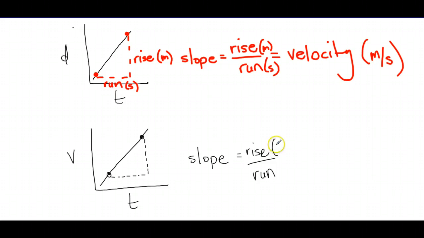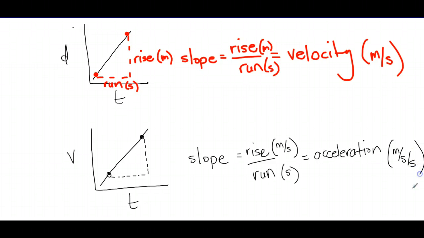The rise is velocity, so that's meters per second, and the run is still seconds. When we divide meters per second divided by another seconds, we're actually finding acceleration. So the slope of a velocity time graph is acceleration. And you'll see by the units, remember that meters per second or meters per second squared.